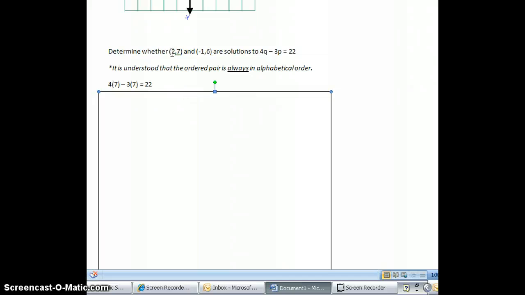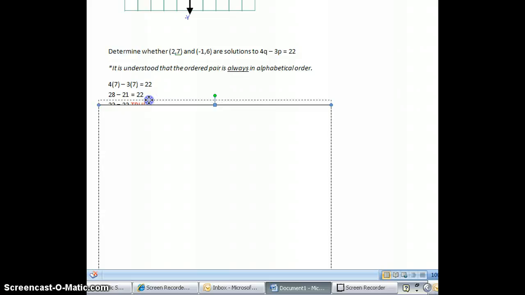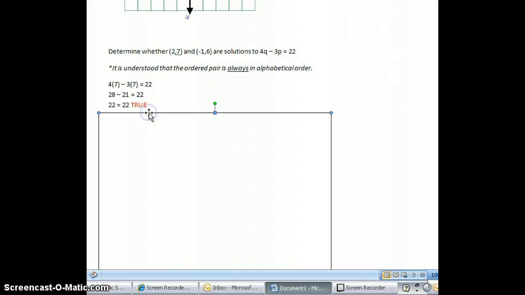So we'll say 4 times Q, which is 7, minus 3 times P, which is 2, and then we'll solve, and we have 28 minus 6, and 22 equals 22, so that's a true statement. 2, 7 is an ordered pair of that equation.